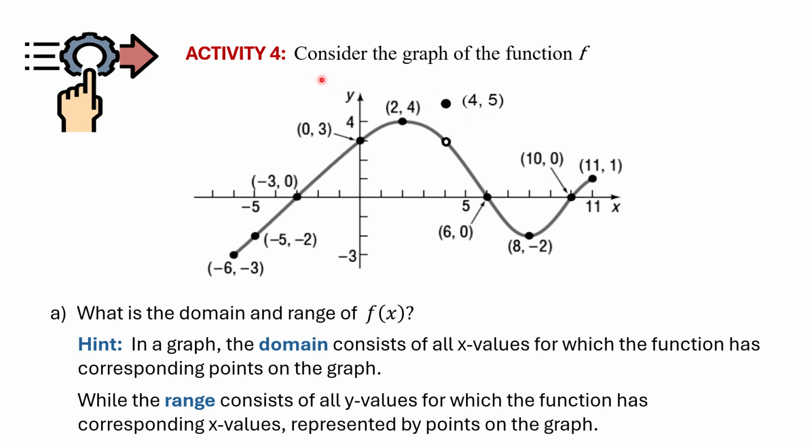In this activity, consider the graph of the function given below. First question is, what is the domain and range of the function f? As a hint, in a graph, the domain consists of all x values for which the function has corresponding points on the graph. So you will look at the horizontal and possible x values, while the range consists of all y values in the vertical, which the function has corresponding x values in the graph and represented by points on this graph. So check the answer for the domain and range.